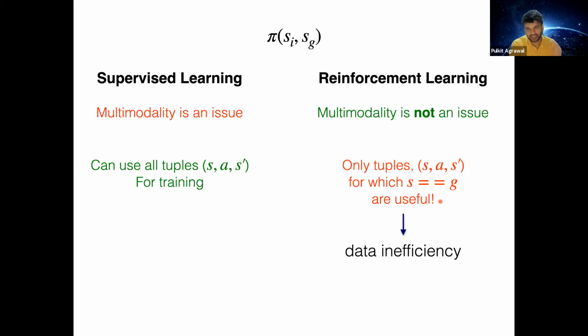Is this point clear? Because in supervised learning, I can always supervise with my action A. That's what I'm trying to do, right? S comma S prime, predict the action. But if I'm doing reinforcement learning, I need to get the reward, right? So if my next state is not the goal, I don't get a reward. If I don't get the reward, there wouldn't be any learning, which is what makes learning these goal condition policies with reinforcement learning data inefficient. To resolve this issue, there was a method which was proposed, which is called hindsight experience replay. So let's discuss this paper now.